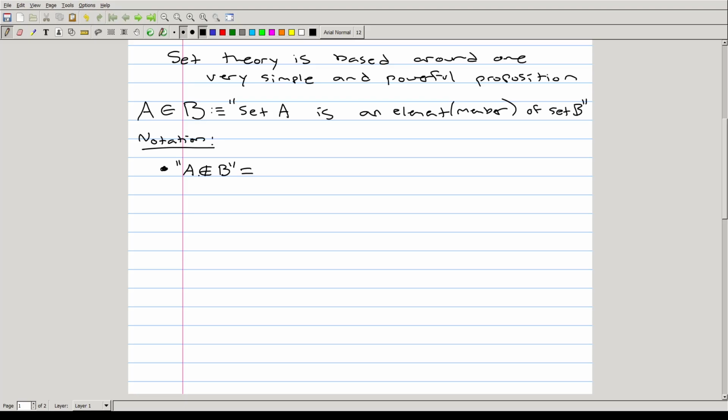This proposition is the negation of A being a member of B, or A is not a member of B.